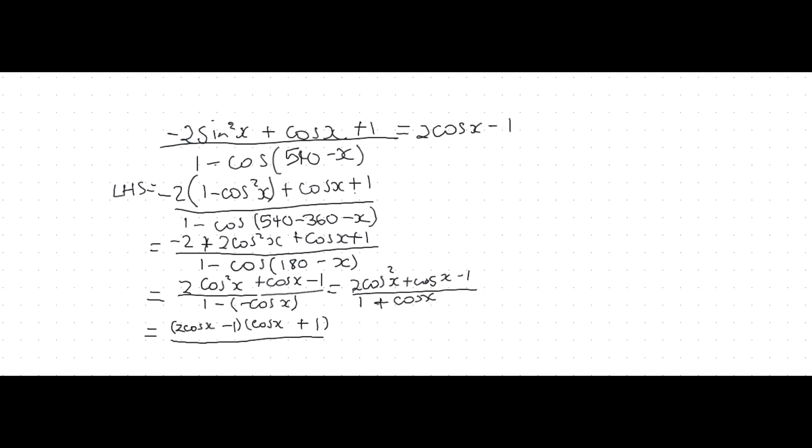Now you can also write the denominator as cos x plus 1. This is the same thing. Since you have positive and positive, you can write it like that. As you can see now, we have the same factors. My factors for the numerator are these two, and this one is the same as the one in the denominator. So they can cancel out. Then you are left with 2 cos x minus 1. So this is how you would solve a problem like that.